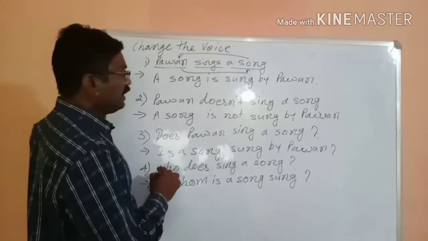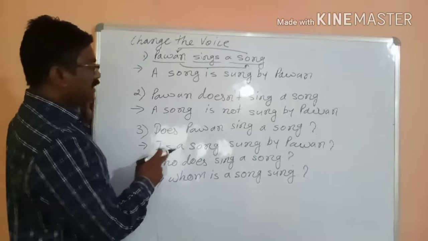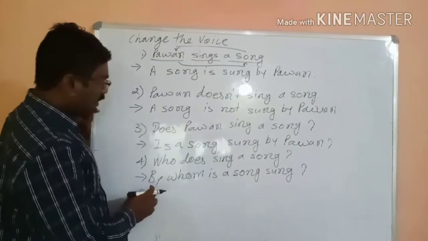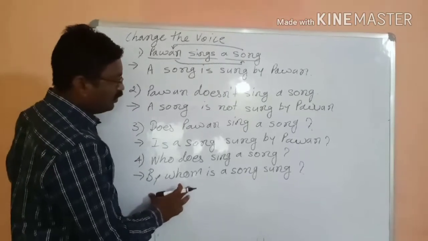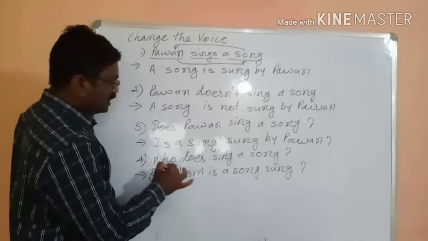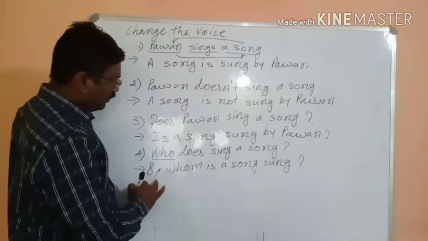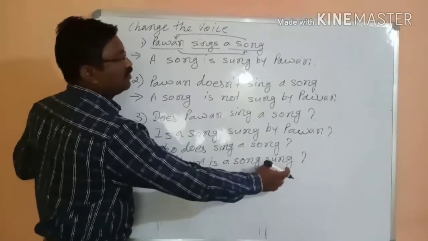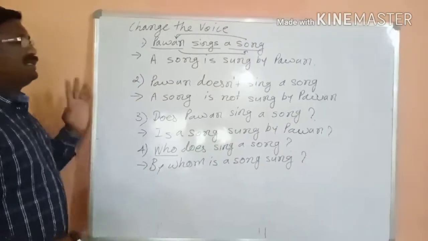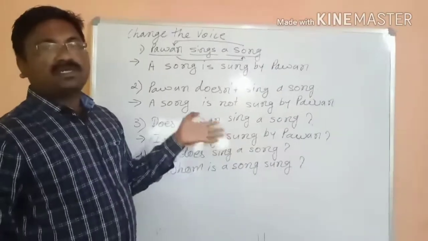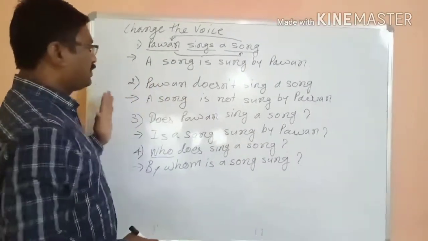In yes no type, what we have used is again Pavan going there last. Here also what will come? By whom. Who is there here, so by we have to use, and who is used as a pronoun. So we have to use: by whom is a song sung. In this way we can change active voice to passive voice.